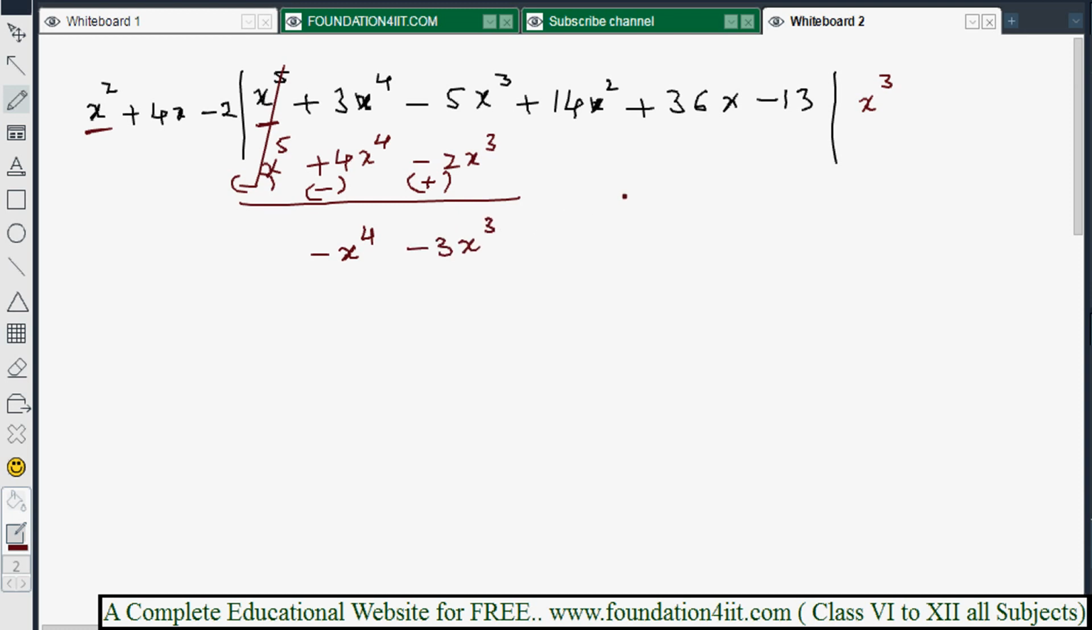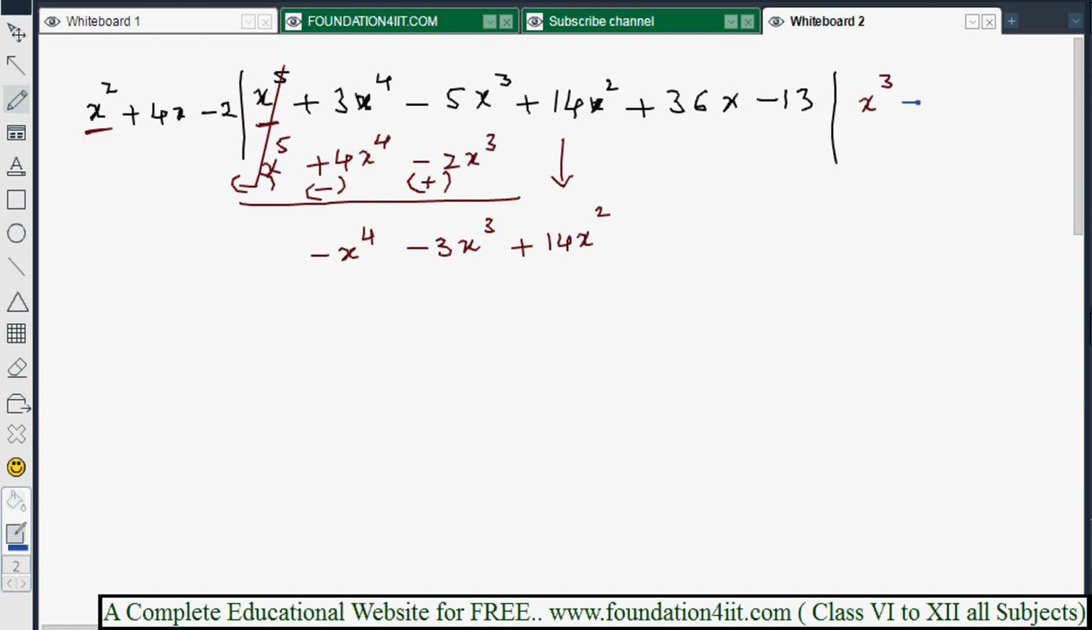Now take one term down. The next term that we take down is plus 14x square. Only one term can be taken down. Now the method is the same. What's the method? x square is the first term in this divisor and minus x power 4 is in the dividend place now. So x square into dash is minus x power 4. You can check it roughly.